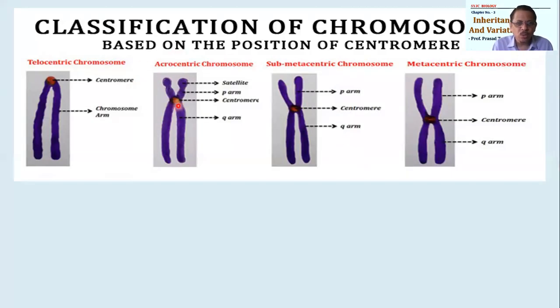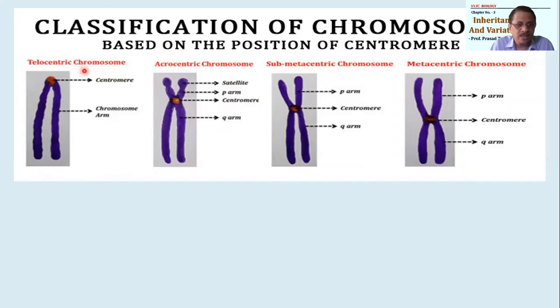Then third comes the acrocentric chromosome. Acro means height or tail or end. So an acrocentric chromosome is one in which the centromere is present at the end of the chromosome, or nearer to the end of the chromosome, but not exactly at the end. In this case, the chromosome has the centromere towards the end but not exactly at the end, and that's how the P arm will become very short and the Q arm will become very long.